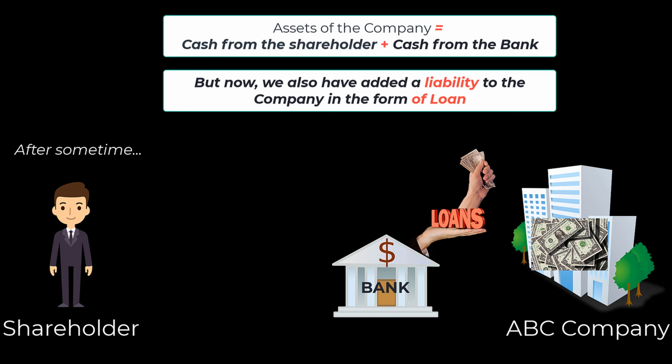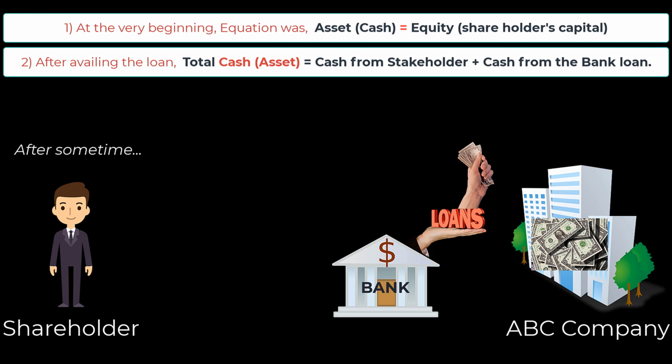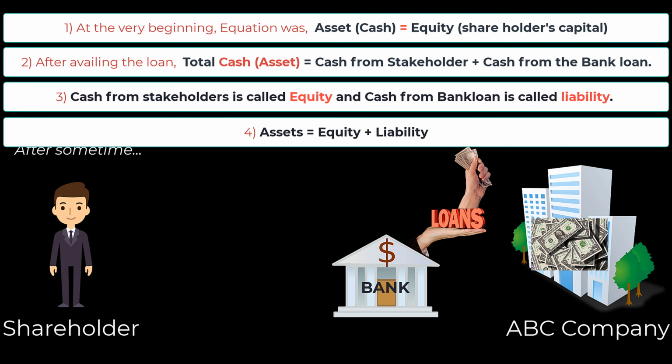Before, the equation was, when the company got started, asset was equal to the equity. Now, after taking a bank loan, the total asset that we have is equal to the equity that we receive from the shareholder and the cash that we receive from the bank. So we have an equation now: asset is equal to equity plus liability. Just get this concept right, okay?